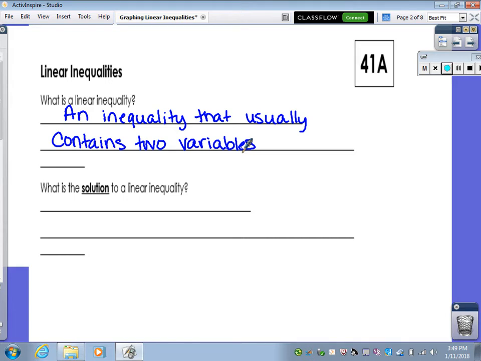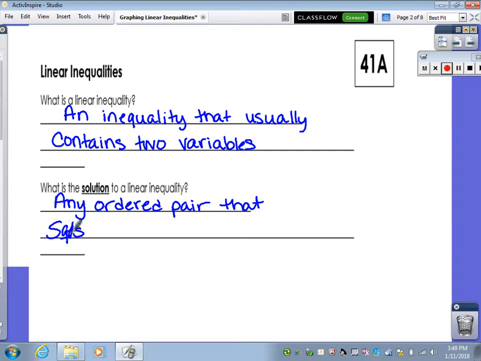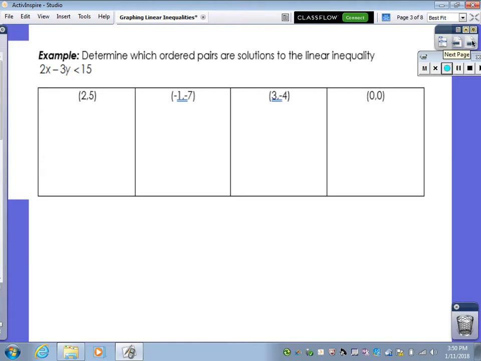A solution to a linear inequality is any ordered pair that satisfies the given inequality. Okay, so if we're going to determine if the ordered pairs are solutions, all you're going to do is plug them in, and if you end up with a true statement, it is a solution. If you end up with a false statement, it's not a solution.